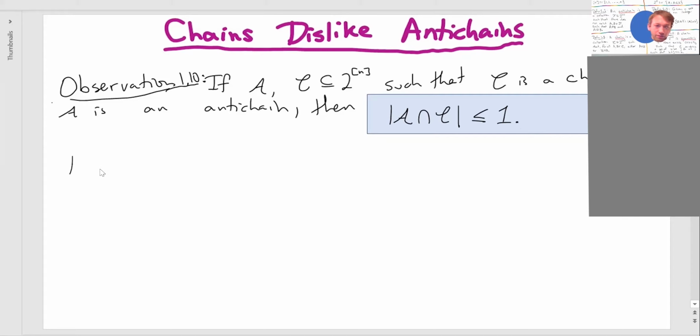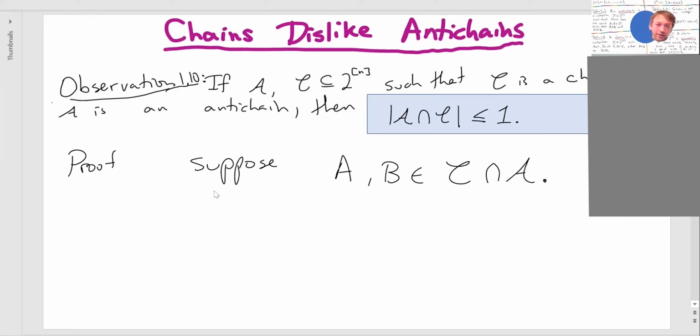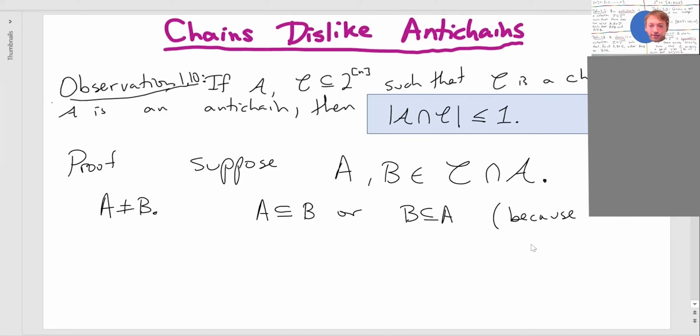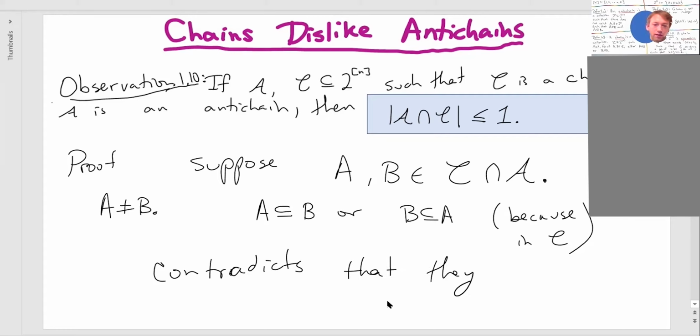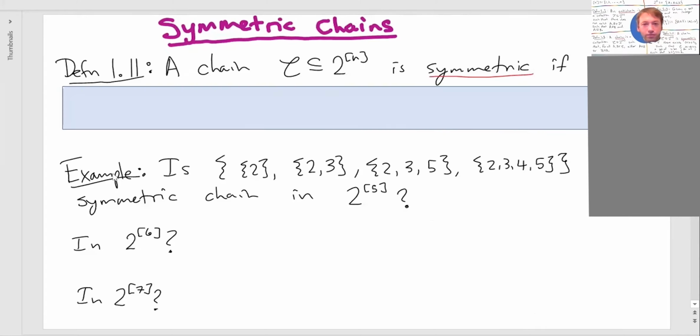So, a quick proof. Suppose A, B are in C, and let's say they're actually in this intersection, and they're not the same. Then you know that A is a subset of B, or B is a subset of A, because they're in C, but then this contradicts. Okay, we've done our first proof. Rather easy one, but weirdly enough, this is going to be quite useful.